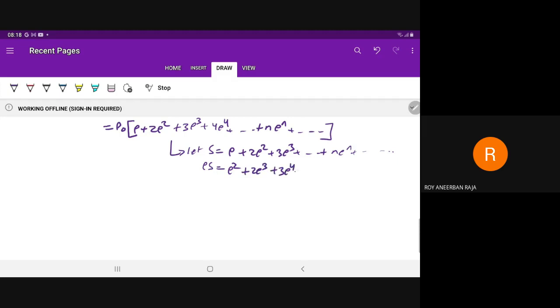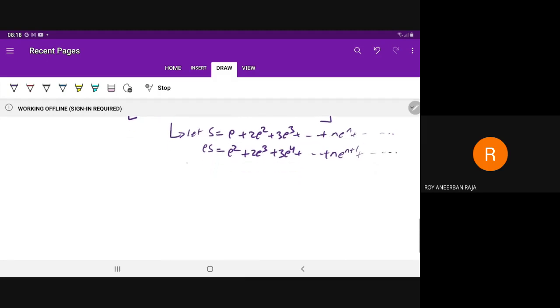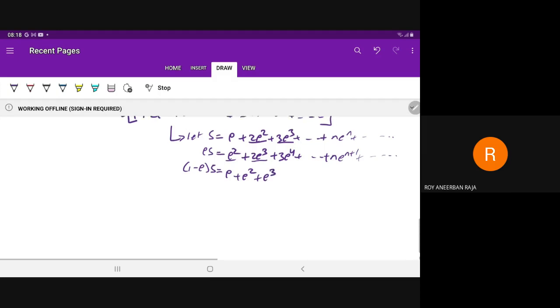plus 3 rho to power 4 plus n rho to power n plus 1 and so on. If you perform the first minus second, we have 1 minus rho into S. So it will become rho, 2 rho square minus rho square, that is rho square, 3 rho cube minus 2 rho cube, that is rho cube, and so on, plus rho to power n and so on.